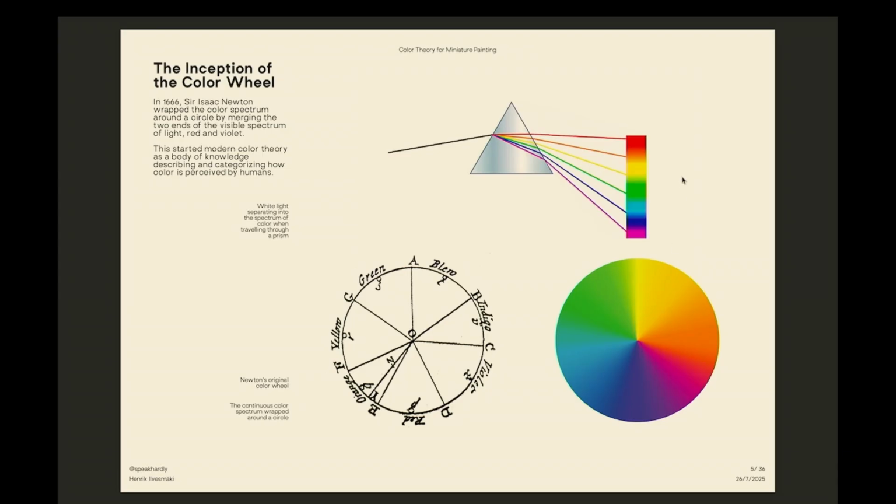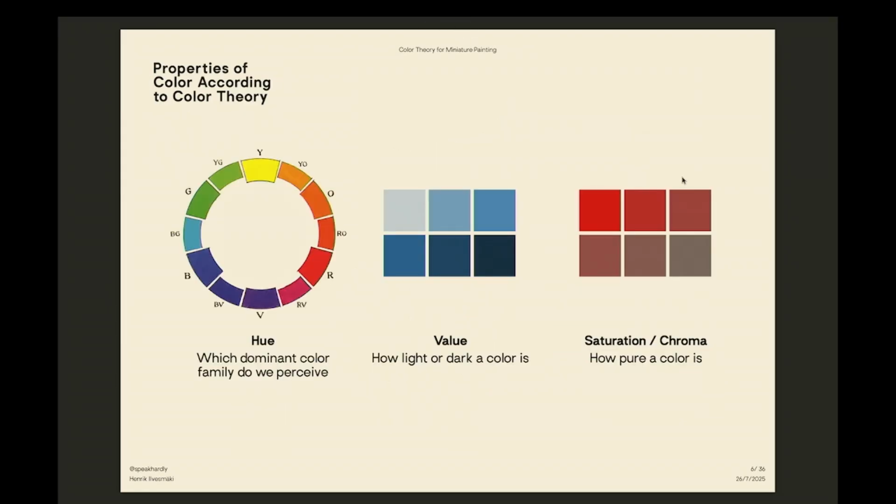Essentially, color theory discusses how color is described in terms of human perception and how it is categorized. Now, to look at the basics of color, the actual properties of color, according to color theory, you have 3 different parts. You have hue, so that is the dominant color family, essentially what you would call color in colloquial terms. Then you have value, which means how light or dark the color is, and then you have saturation, meaning how pure or intense the color is, or vice versa, how much gray is in that color.